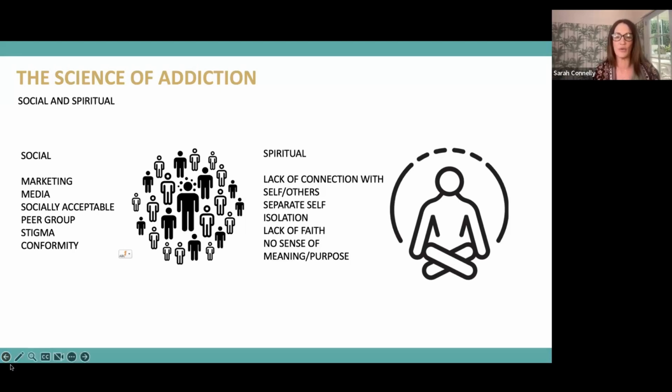And all of these four things contribute to us looking for something outside of ourselves to soothe our discomfort. And obviously, alcohol being the go-to for many people in order to relieve physical and mental pain.